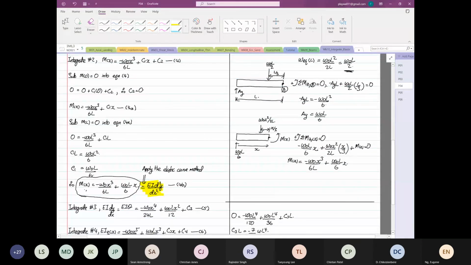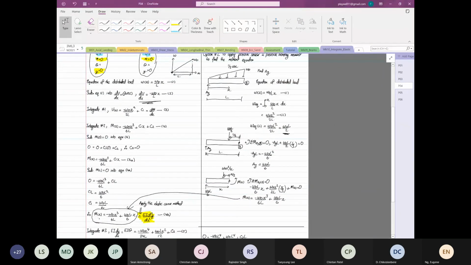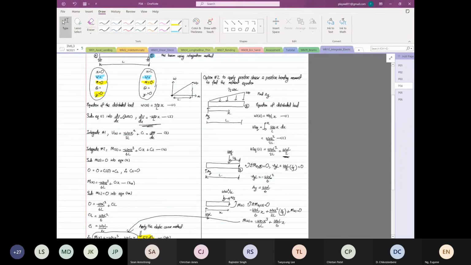I need to check. From here, you realize that this expression and this expression are the same, and then you apply the elastic curve. But you can see for yourself how many more steps you have to do. The advantage of using positive shear and positive bending moment is what? Can anyone tell me, please? What is the advantage? You don't need to know boundary conditions.